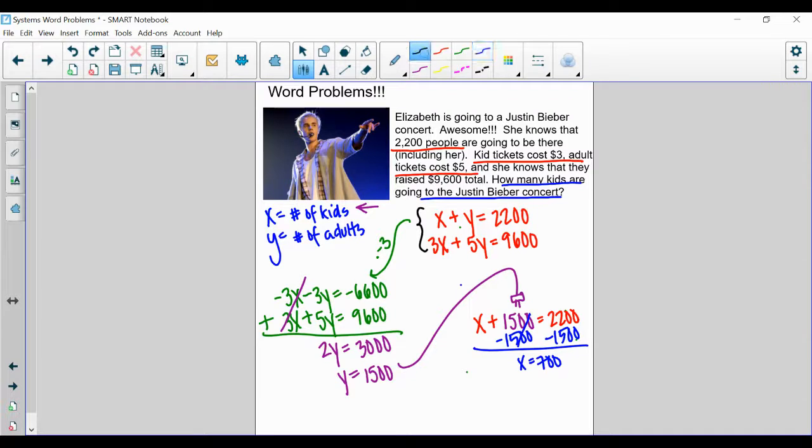Now, if we were to graph this, my intersection point, meaning my solution, would be (700, 1,500). If we think about it in terms of our scenario and interpreting it, I know that the 700 represents the number of kids, and that's what the question was looking for, so that's our answer. But we also know the 1,500 represents the number of adults.